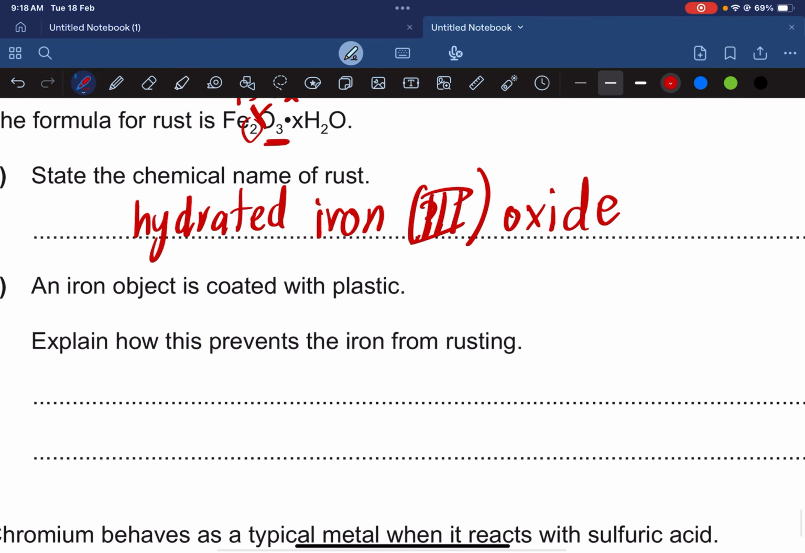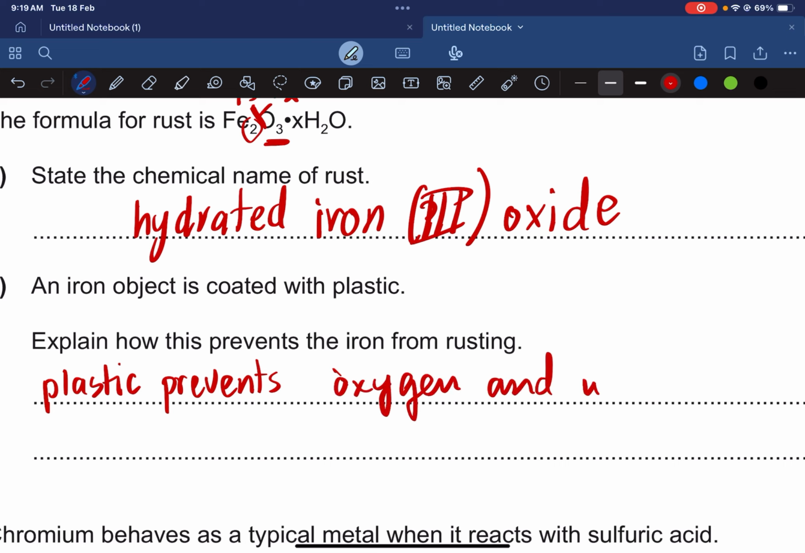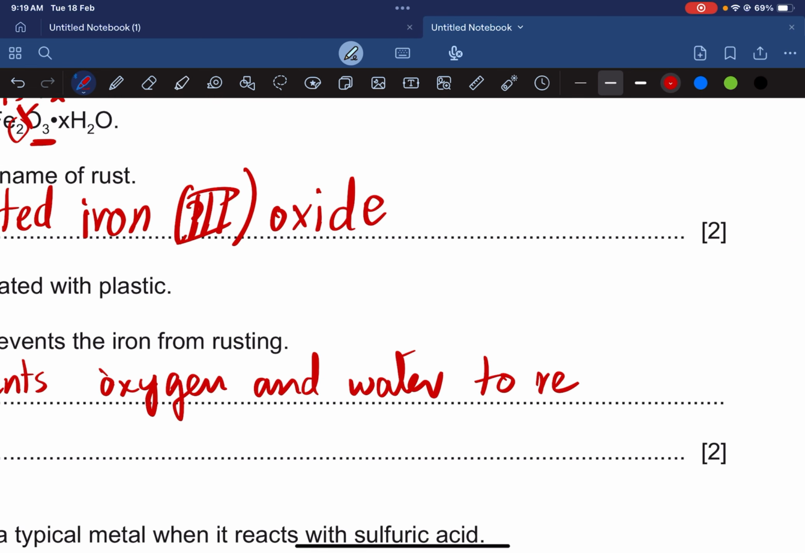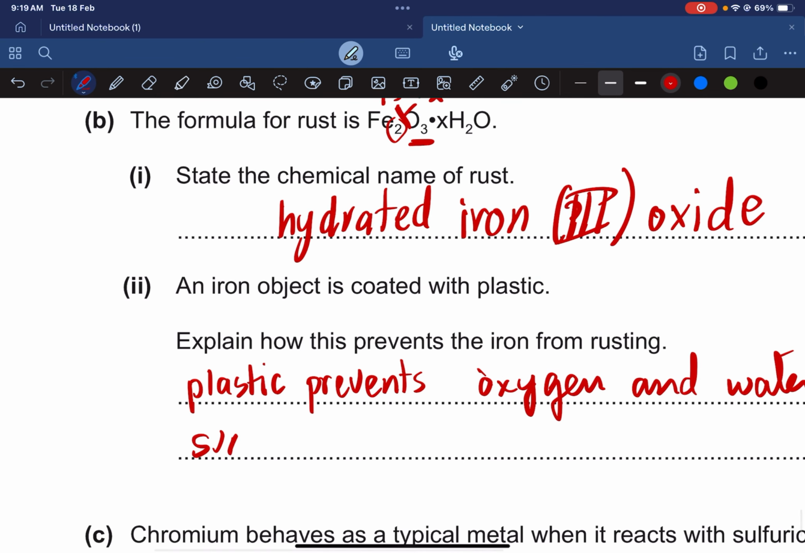An iron object is coated with plastic. Explain how this prevents iron from rusting. Okay, plastic prevents oxygen in air, because oxygen is what will react, and water to reach the surface of iron.